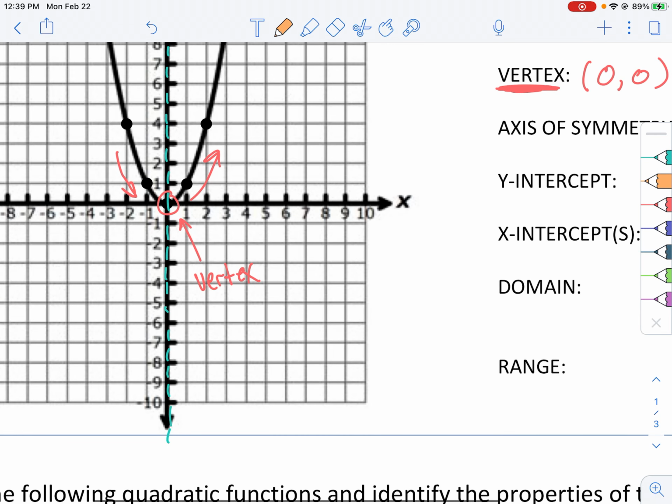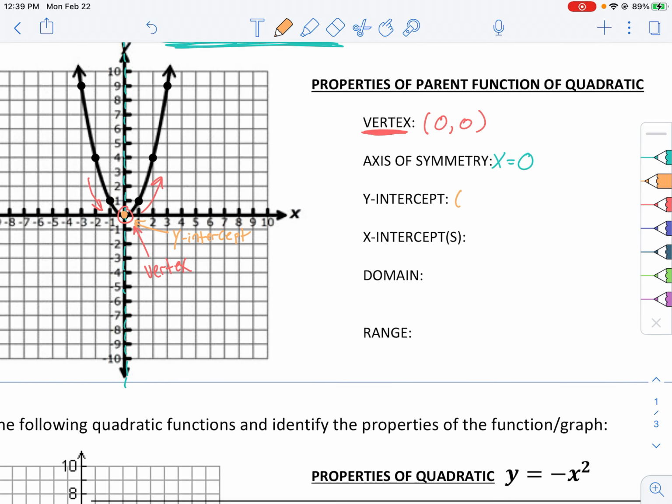Y-intercept, where we cross the y-axis, which is right here at the origin. So this is also our y-intercept. So we would say the y-intercept is (0, 0). Furthermore, the x-intercept, where we cross the x-axis, is at the same spot. So this is the x-intercept. So again, we get (0, 0).